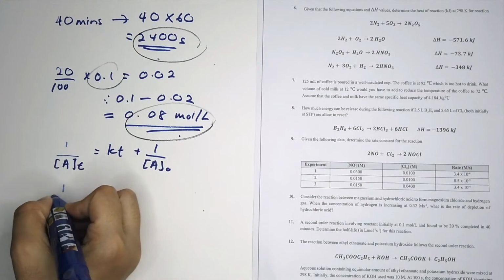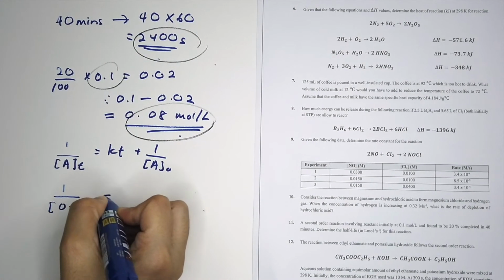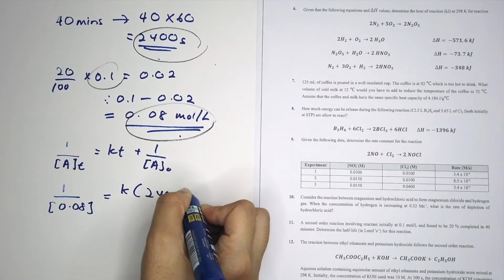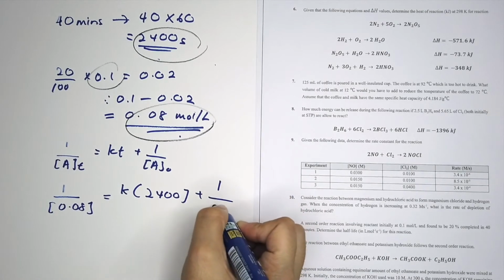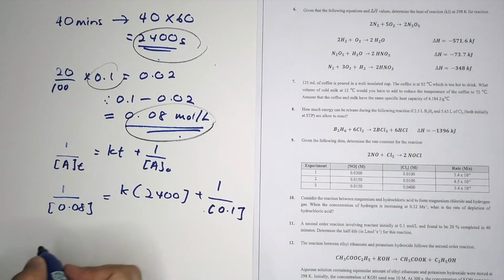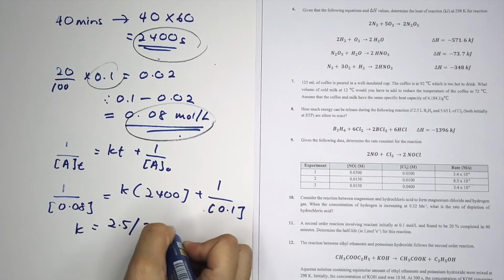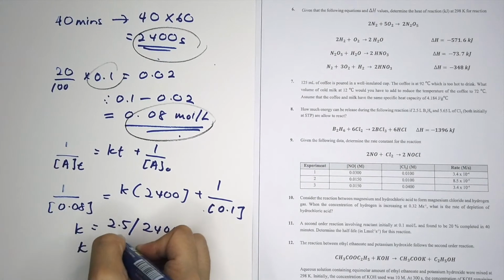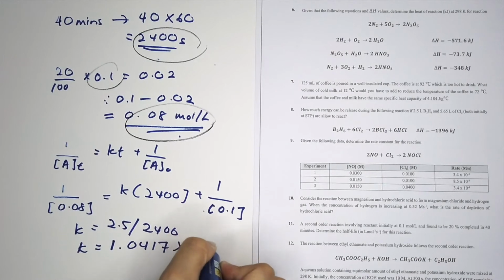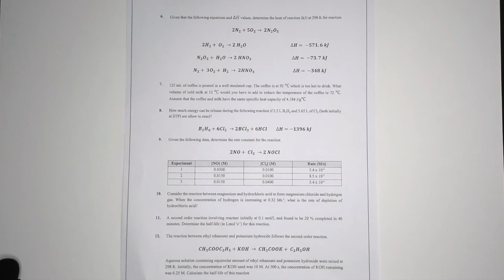So it's going to be 1 over 0.08 equivalent to k times 2400 plus A naught, which is 0.1. From here you should get k equivalent to 2.5 over 2400, and k shall be equivalent to 1.0417 times 10 to the power of negative 3. This is the final answer for this question.